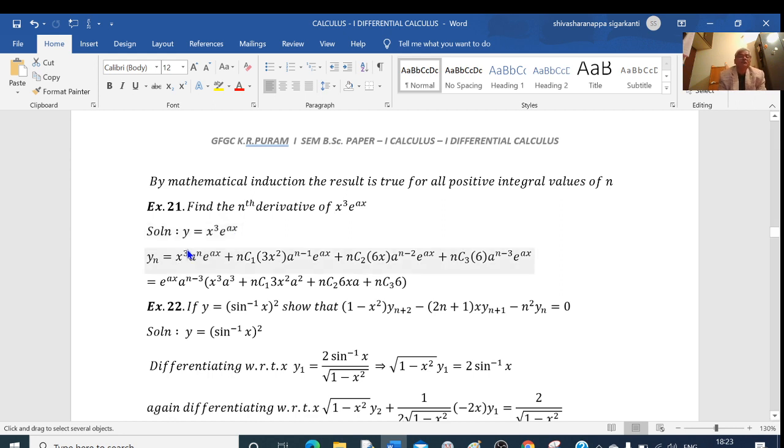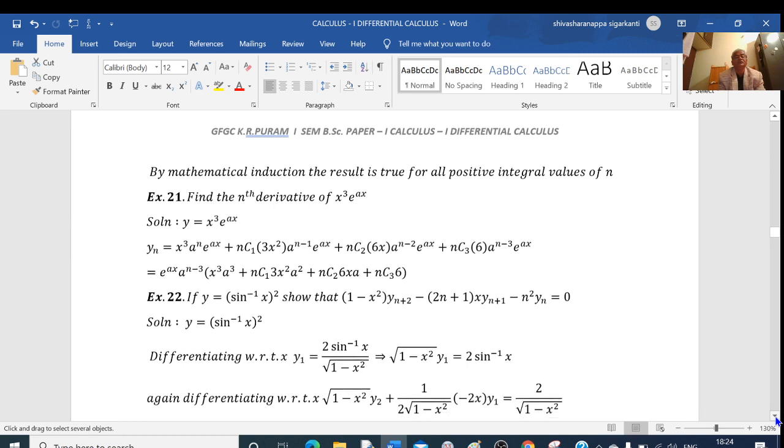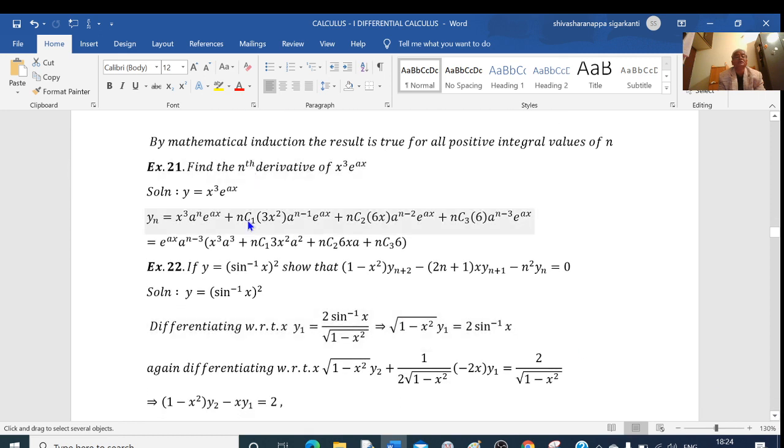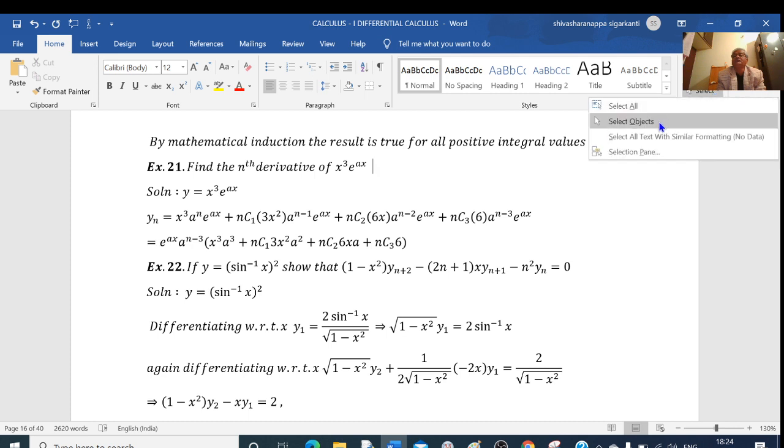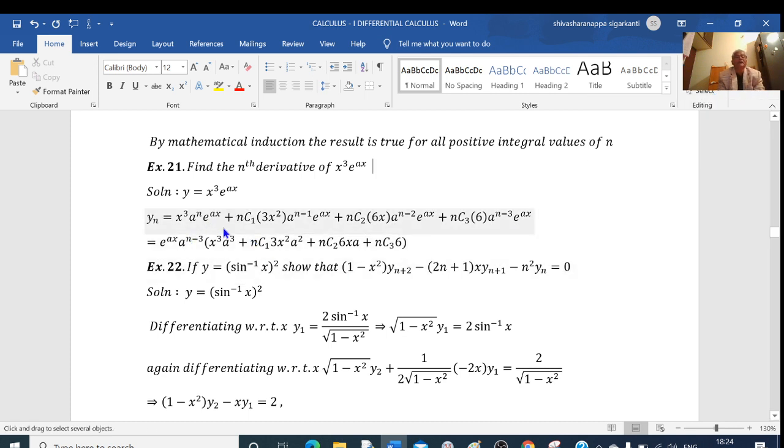The first term is x cube, with NC0 equal to 1. Therefore, I will write u as it is here: x cube into the nth derivative of this, a power of n into e power of ax. And the second term is NC1. NC1 is equal to n itself.